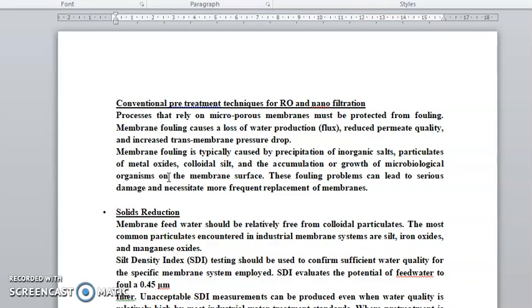Membrane fouling is typically caused by precipitation of inorganic salts, particulates of metal oxides, colloidal silt, and accumulation or growth of microbiological organisms on the membrane surface. The fouling problem can lead to serious damage, necessitating more frequent replacement of the membrane.